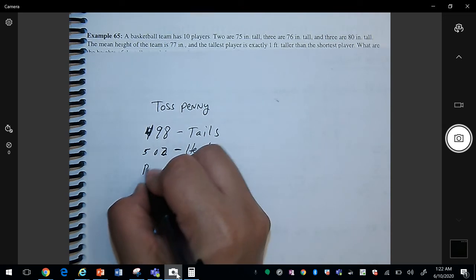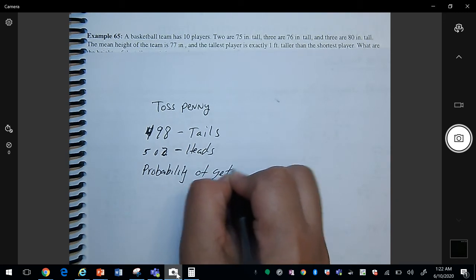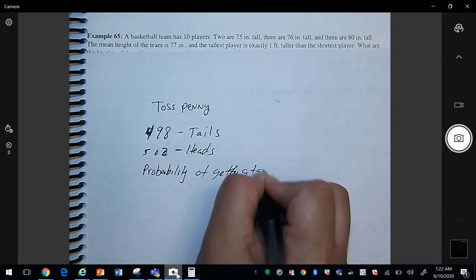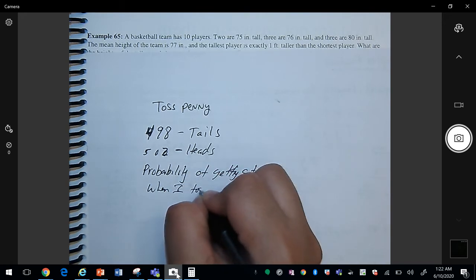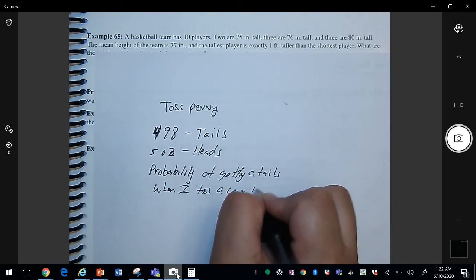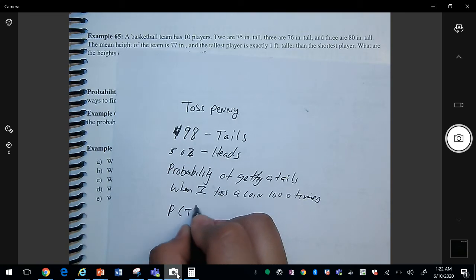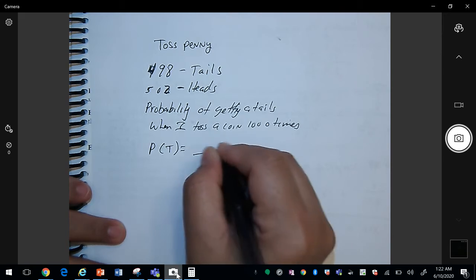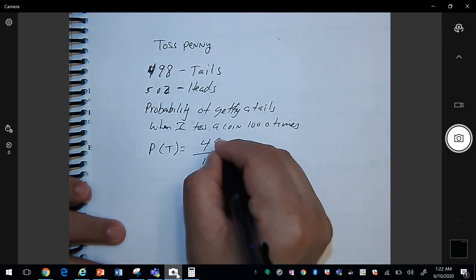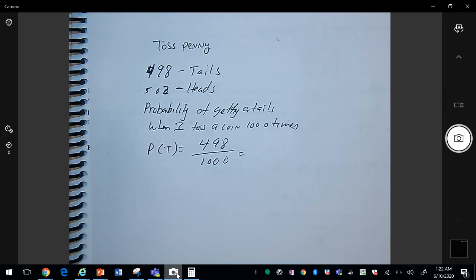And so if I wanted to find the probability of getting a tails when I toss a coin 1,000 times, then we would set it up as the total number of trials, which was 1,000, and the total number of tails that I got. And then you want to simplify this, reduce the fraction or get a decimal.